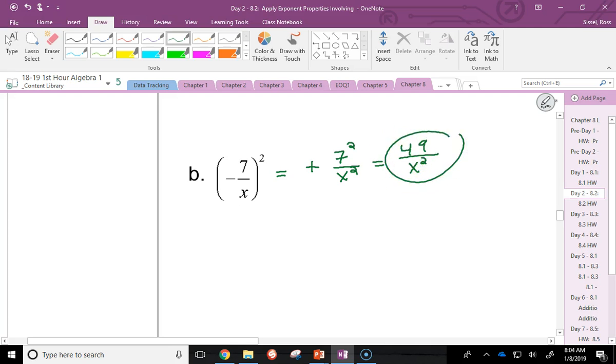If you are confused whether it should be positive or negative, just write it out twice. It's negative 7 over x times negative 7 over x. Negative times a negative is a positive. X times x, well, x to the first times x to the first, is x to the second power. Okay.